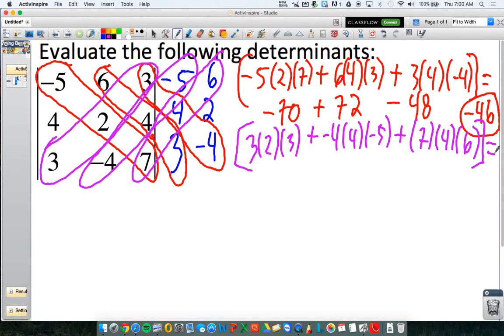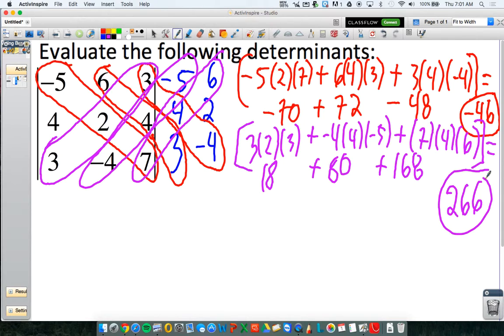2 times 3 is 6, times 3 is 18. -4 times 4 is -16 times -5, positive 80. So you're going to add 80. And then 7 times 4 is 28, times 6 is 168. Add those together, 18 and 80 is 98, plus 168 gives you 266. So we have these two numbers now. We have -46 and 266.